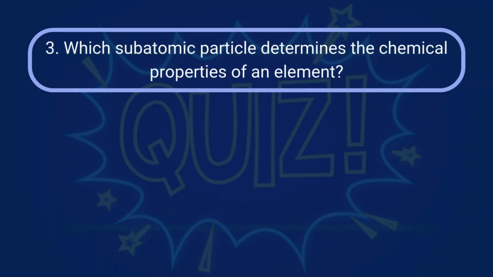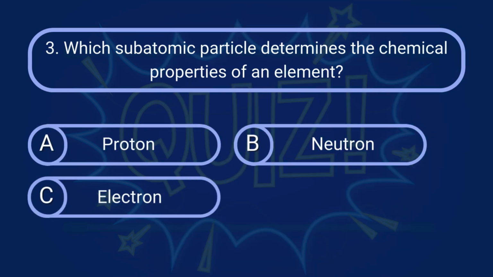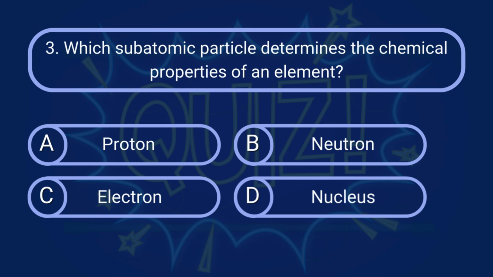Which subatomic particle determines the chemical properties of an element? Proton, neutron, electron, nucleus. Let's try your guess. The correct option will be electron. On to the next question.